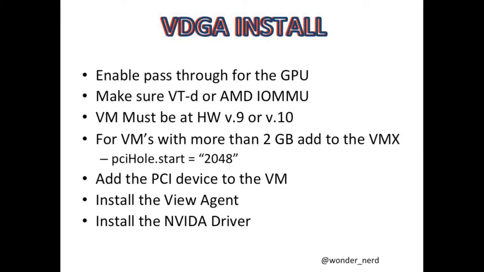Once that's done, we're going to edit the virtual machine, and you can either do this in the VMX file if you like working in the VMX file, or you can just go through and do it inside the configuration of the virtual machine. We're basically going to add the PCI device in as a pass-through device and plug that straight into the virtual machine. That way it passes through.